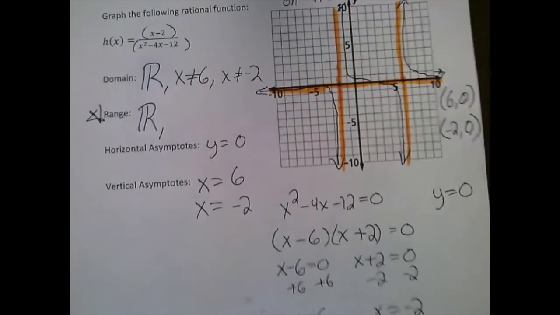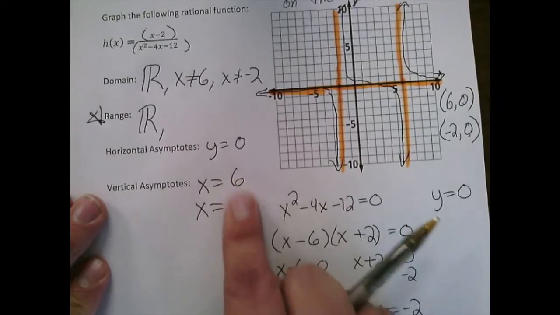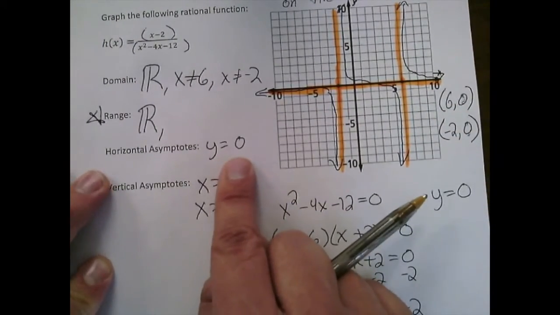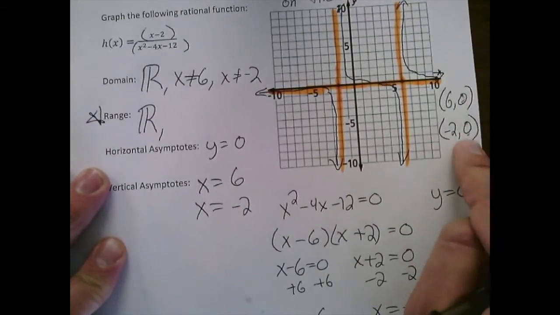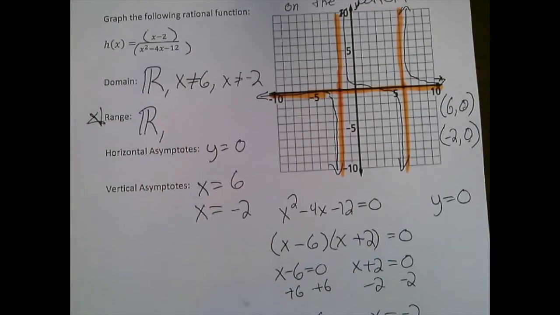And then over here for the horizontal vertical asymptotes, same deal as always. Find the equation of your vertical asymptotes using the x values over here. Find your horizontal asymptotes using the y values over here. Domain is all real numbers except we don't want to plug in 6 and -2 because they're going to get a division by 0. And range is just going to be all real numbers.